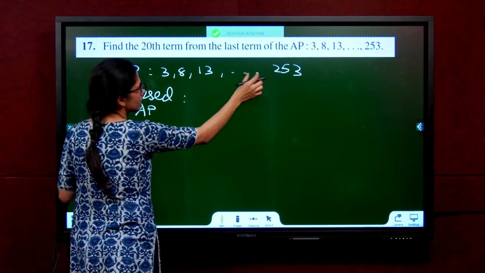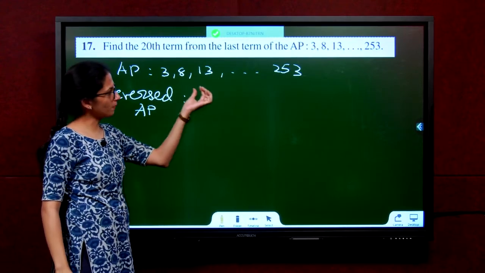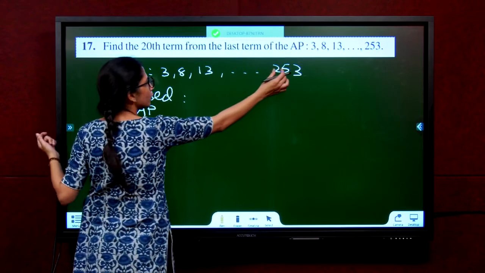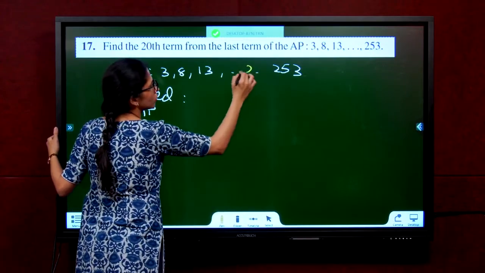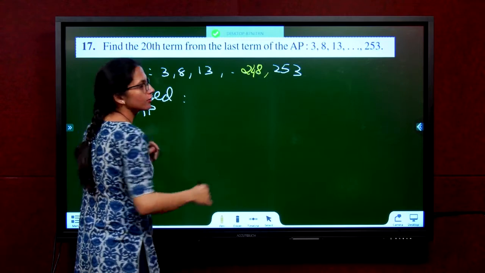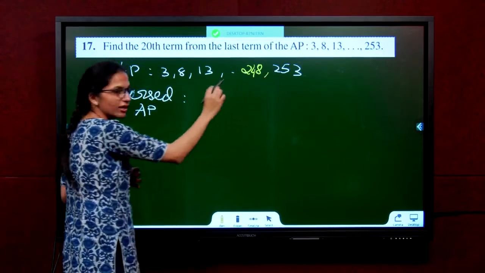Before that, what term is here? 3 plus 5, 8. 8 plus 5, 13. So if you go back, minus 5, minus 5. So from 253, if you're coming back, what is this number here? 248. Do you agree? Yes. Plus 5, plus 5, plus 5. Minus 5, minus 5, minus 5.